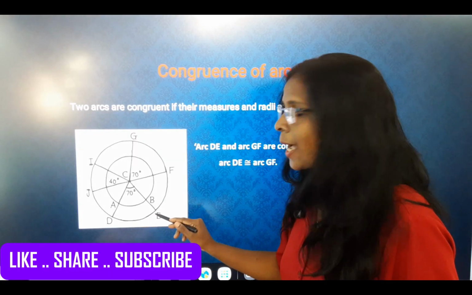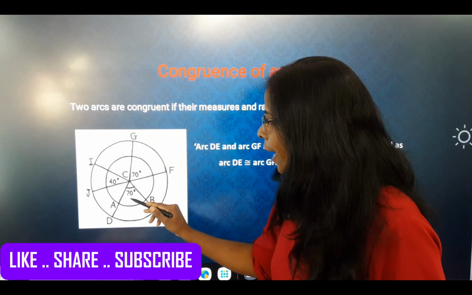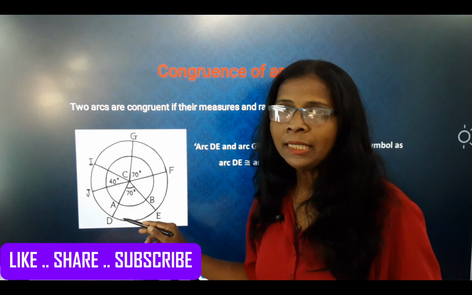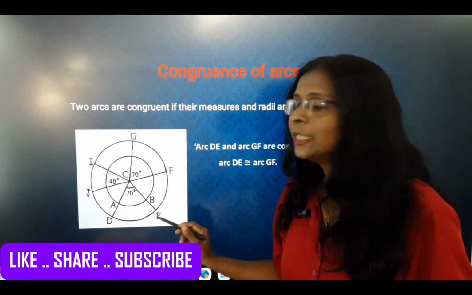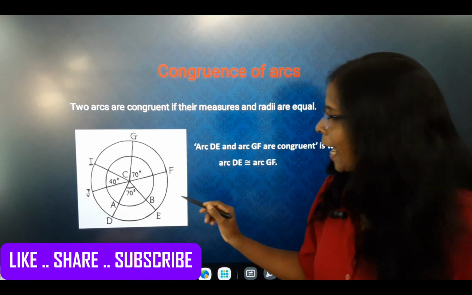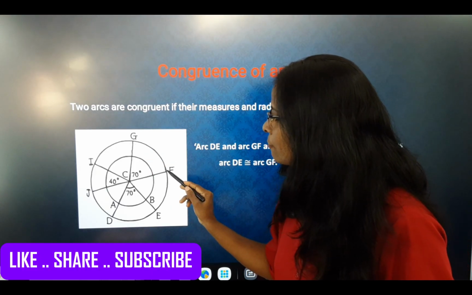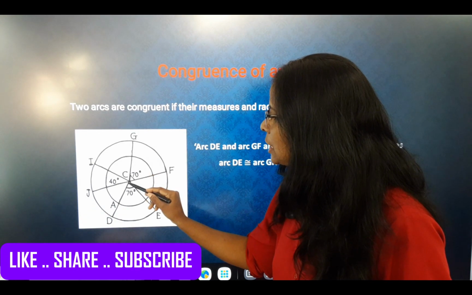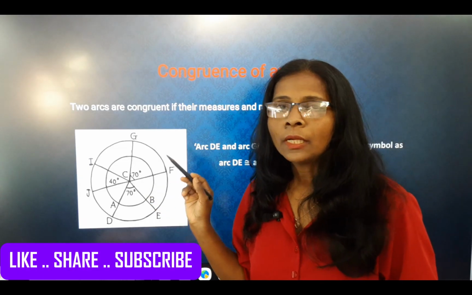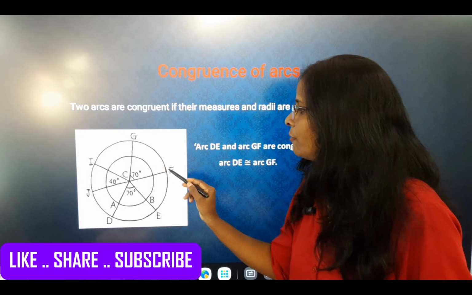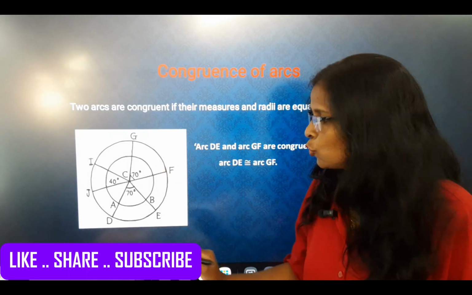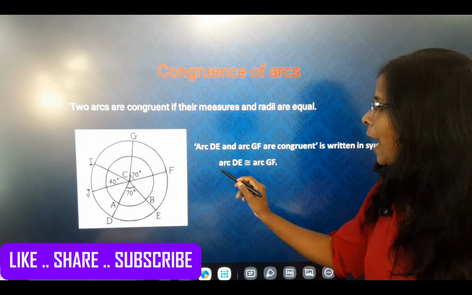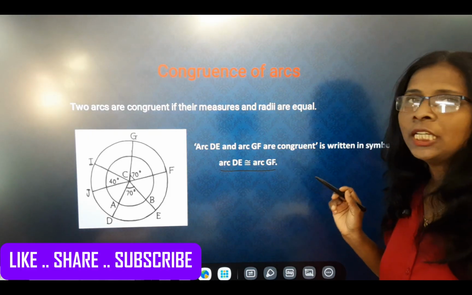That is, this arc is included in the central angle, which is the angle DCE, that is 70 degrees. So arc DE is equal to 70 degrees. And here the arc GF is also equal to 70 degrees because it is included in the central angle GCF. As GCF is equal to 70 degrees, arc GF is also equal to 70 degrees. So the arc DE is congruent to arc GF. So we can write this as arc DE congruent to arc GF.